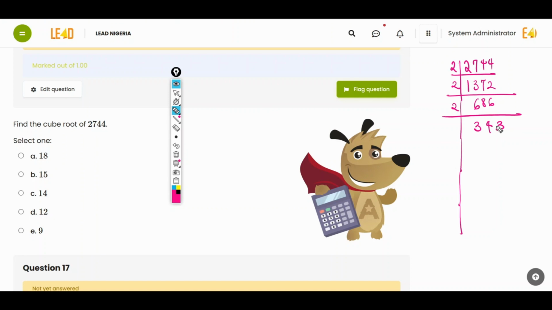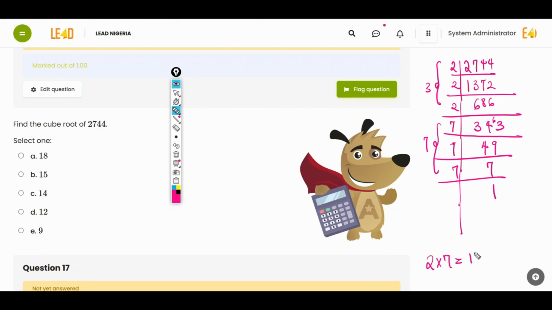The next prime number is 5. Well, 5 obviously wouldn't work because it doesn't end with 5 or 0. So I guess we try 7. So 7 in 34 would be 4 times. 4 remainder 6. 7 times 9 is 63. We can work with 7 again. We get 7. And then work with 7. We have 1. All right. So when I group them in, all right, I get 2 times 7, which is 14.